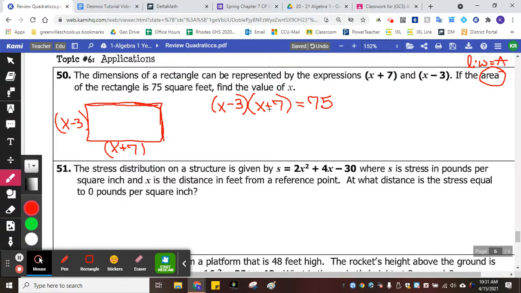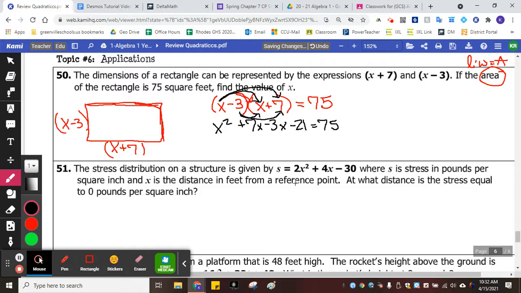The normal way you would solve this if you weren't going to use Desmos like we are is to FOIL this out. We go first, x times x. So x times x first is x squared. Outside, x times 7 is 7x. Inside is negative 3x. I'm multiplying, and negative 3 times 7 is negative 21.